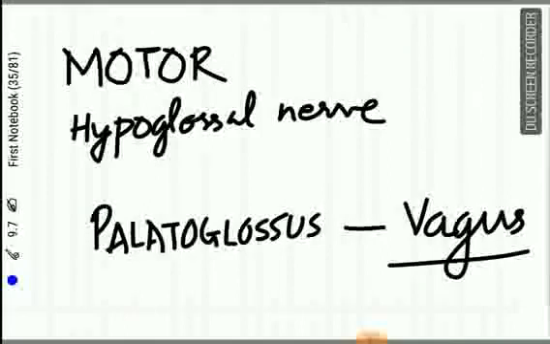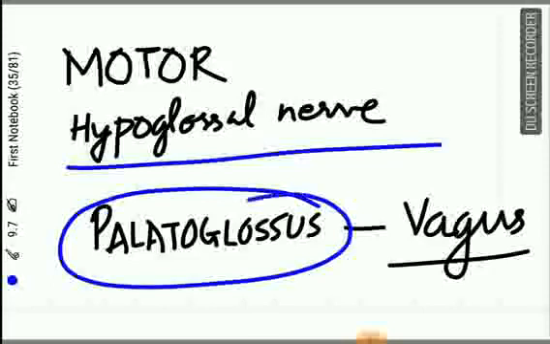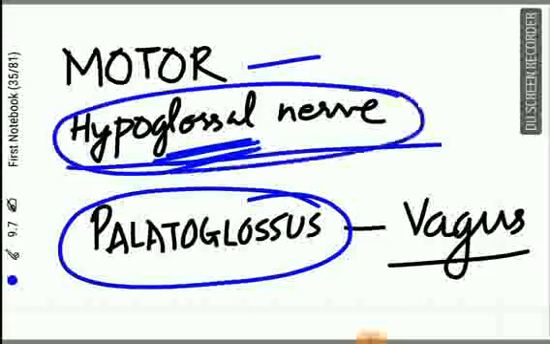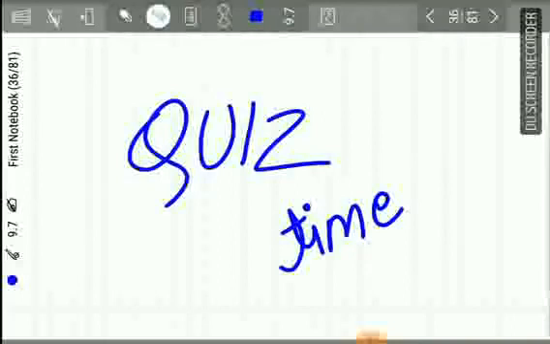Now, what is the motor supply? It is by the hypoglossal nerve, except one muscle of the tongue, which is palatoglossus, supplied by the vagus nerve. Everything which includes something like gloss is related to tongue. So, for the motor supply, among the cranial nerves, hypoglossal nerve supplies the motor supply, except one muscle, which is the palatoglossus, supplied by the vagus nerve. So, here we complete the topic non-keratinized mucosa.